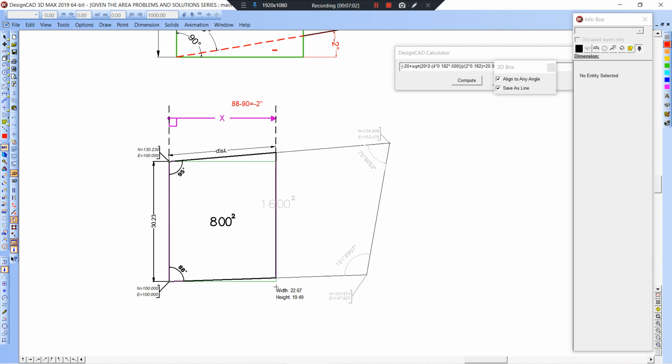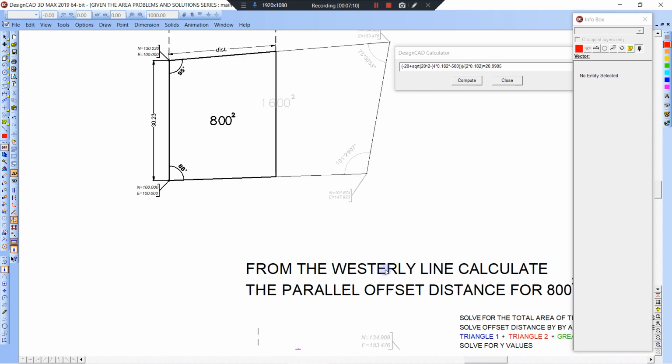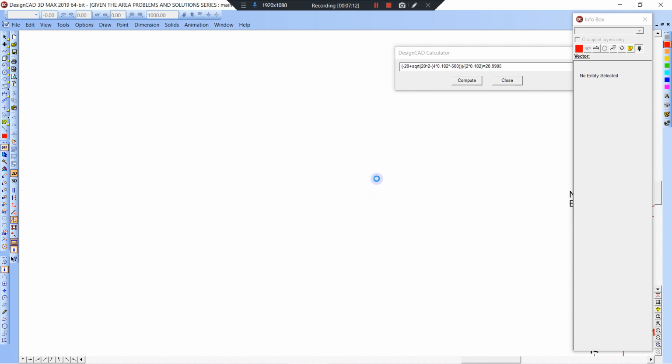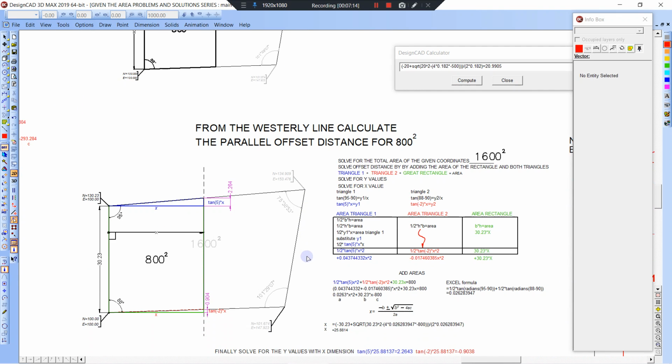Right, and the bottom one would be subtracted. It would be taken out of that rectangle. This one would go on top. Maybe that's what that was about. So from the westerly line, calculate the parallel offset distance.